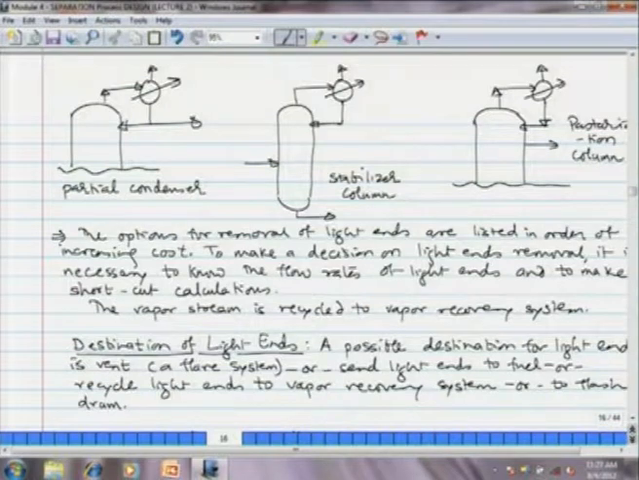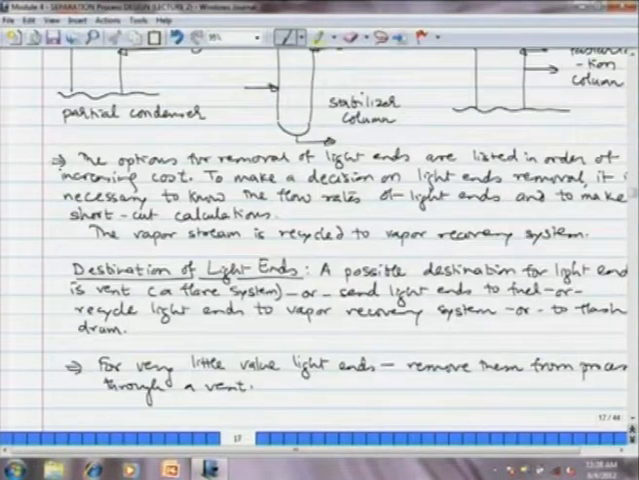The options for removal of light ends are listed in order of increasing cost. So, partial condenser is the cheapest, then comes the stabilizer column, then comes the pasteurization column. To make a decision on the light ends removal, it is necessary to know the flow rates of the light ends and to make the shortcut calculations. The vapor stream is recycled to the vapor recovery system. So, in order to have a decision on the removal of these light ends, you have to make certain calculations. First of all, you have to know what is the flow rate of the light ends, and then you have to do some shortcut calculations.